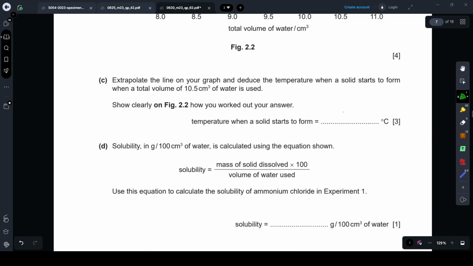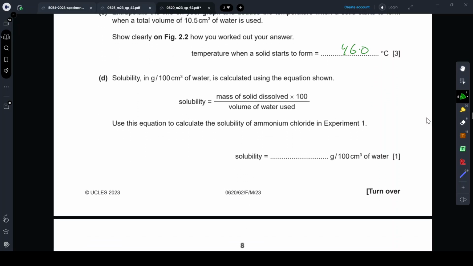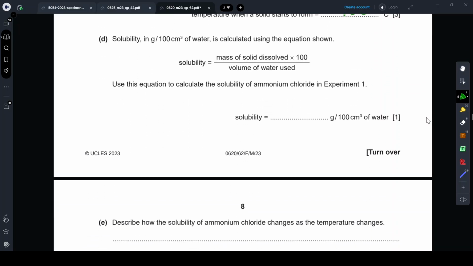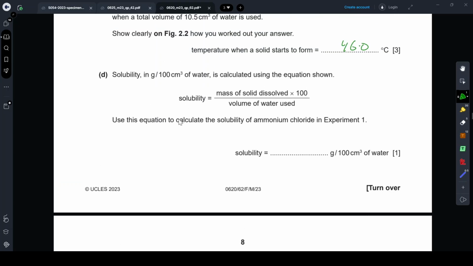Right? Now, as I said, the marking scheme does not give you a specific value because whatever reading you're getting depends on the curve that you've made. Okay. So solubility in grams per 100 centimeter cube of water is calculated using the equation shown: mass of solid dissolved times 100 over volume of water used. Use this equation to calculate the solubility of ammonium chloride in experiment 1.